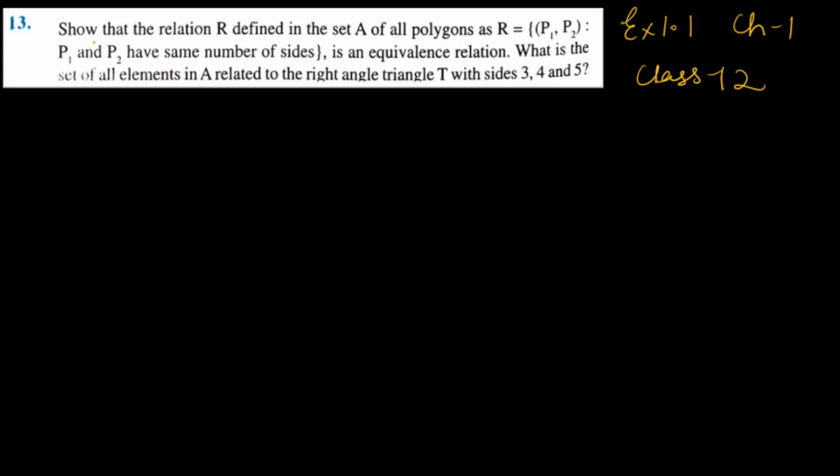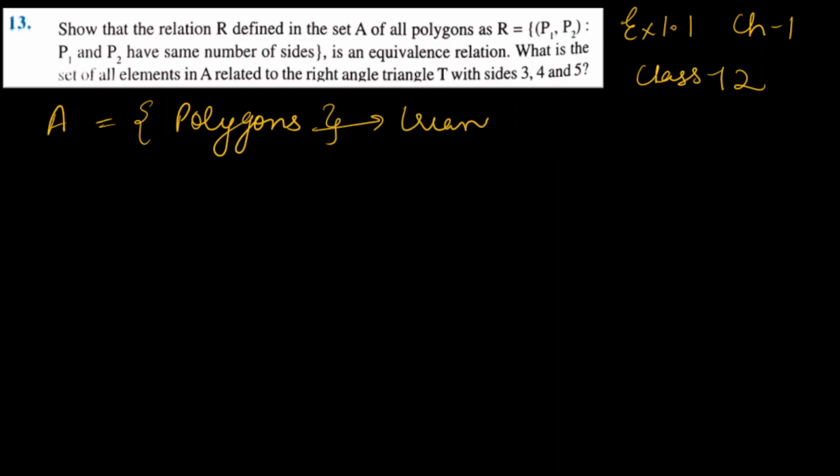Now let's do this question. Show that the relation R defined in the set A of all polygons. So one relation is defined in the set A, where set A is a set of all polygons. A polygon means a closed figure. Triangles are there, quadrilaterals are there, pentagons are there, hexagons are there. So all types of polygons are there. This is just an example I have given.